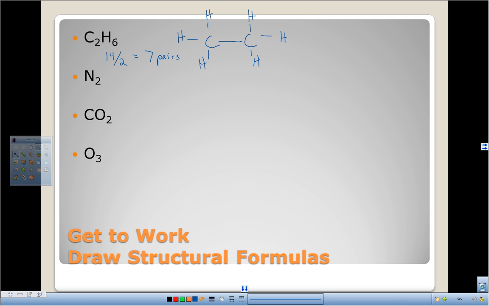Let's try nitrogen. You just keep trying to climb this wall. Eventually you will get up this wall. And then you'll be able to climb any wall there is.